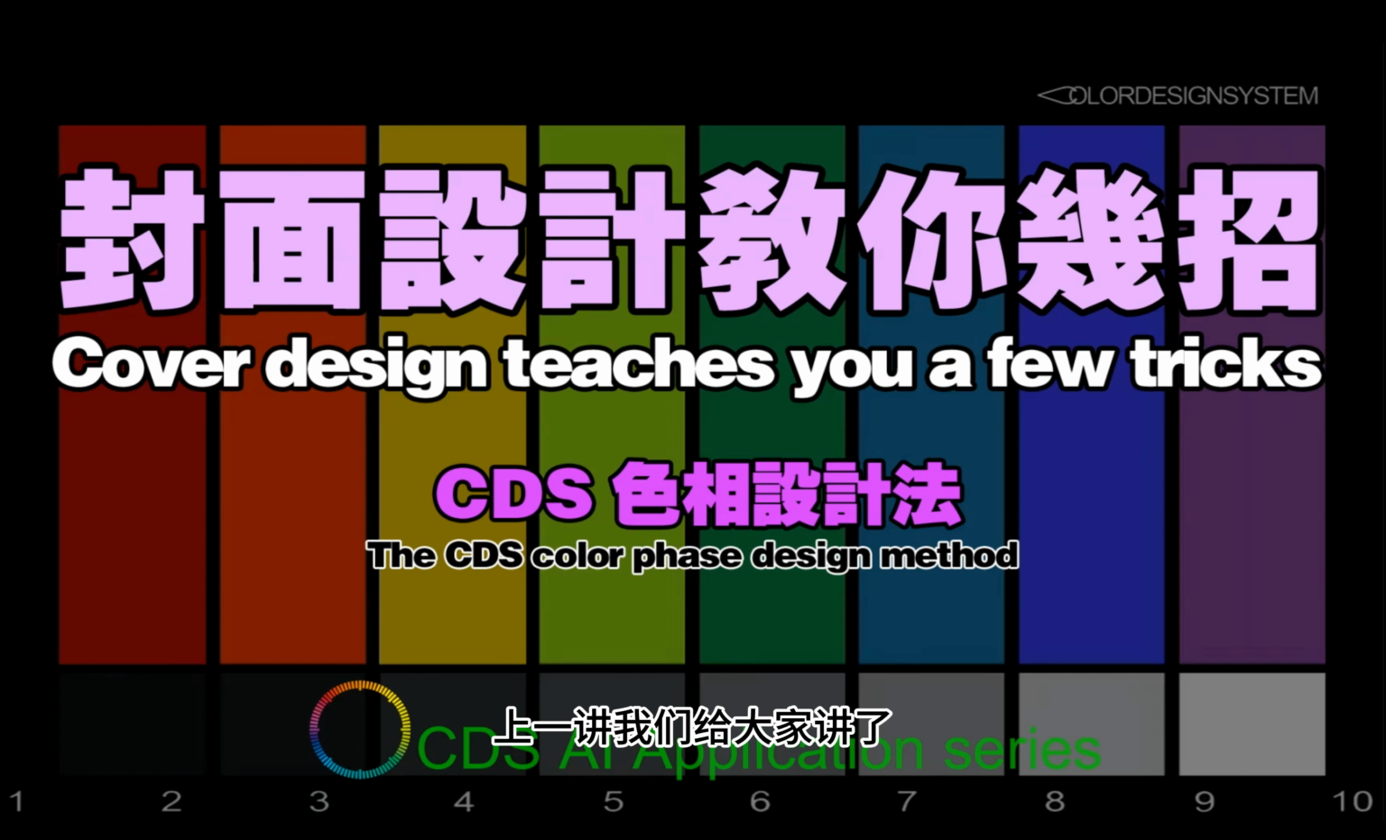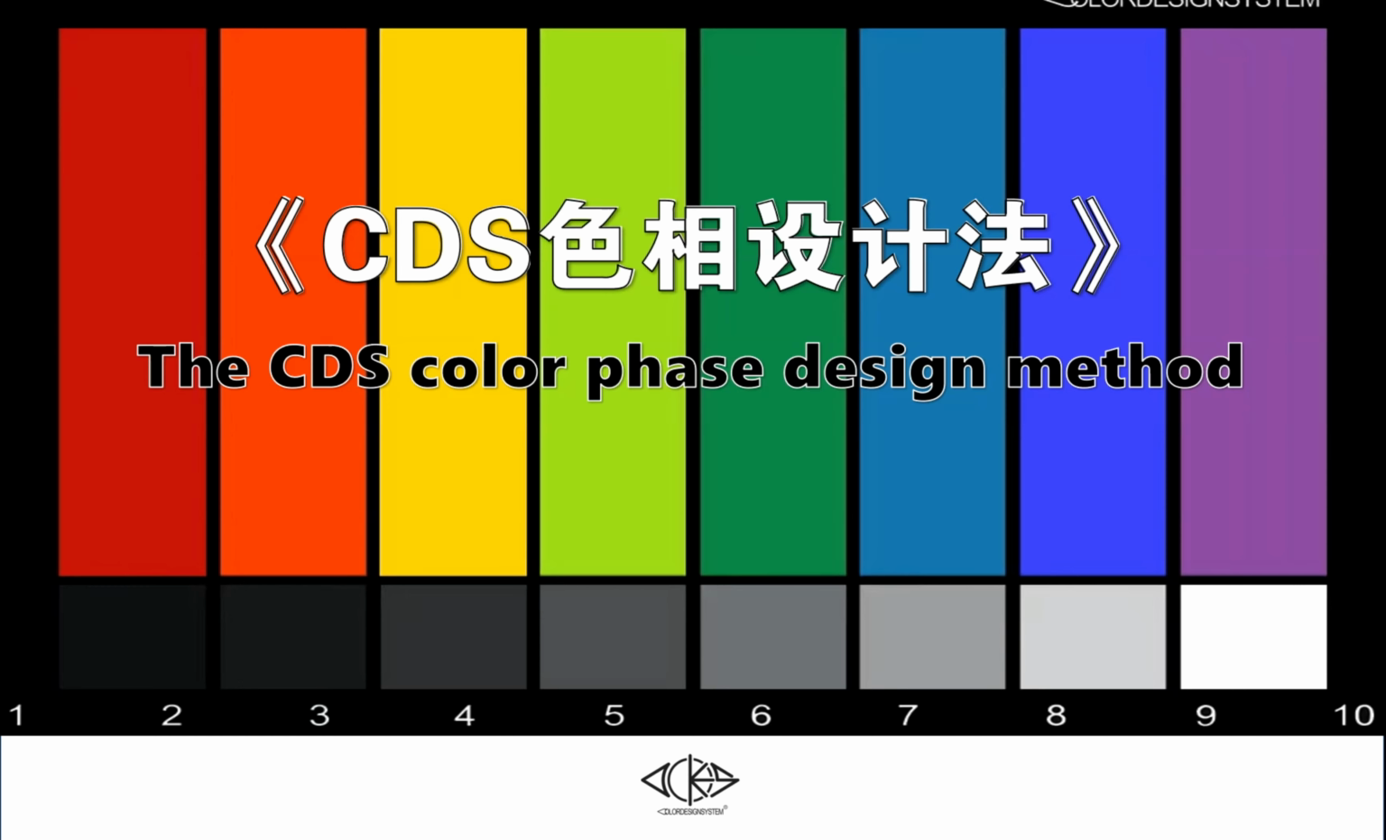We talked about that in the last lecture. The first trick that cover design teaches you a few tricks, the CDS likeness design method, I'll tell you again today. The second trick of cover design is the CDS hue design method. It is to use the basic color law of CDS to do cover design. The hue design method, among the basic laws, is a method we often use in cover design.